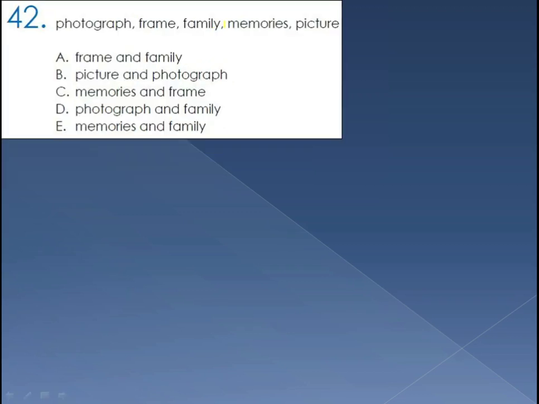The next one, it says photograph, frame, family, memories, picture. Okay, all kind of related in some way.